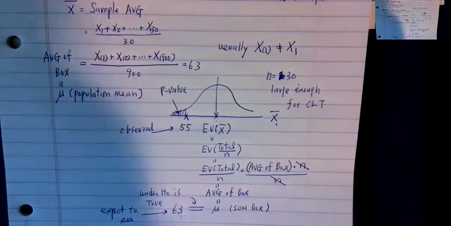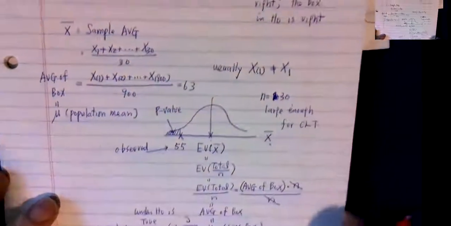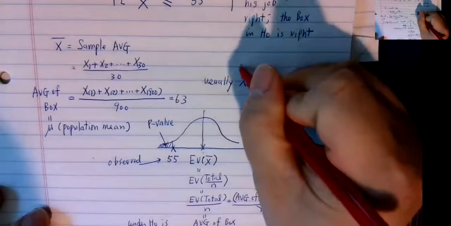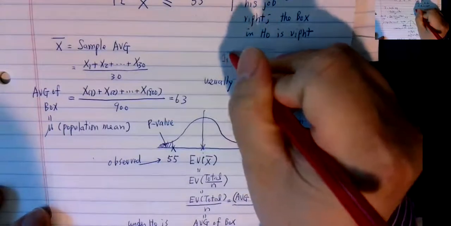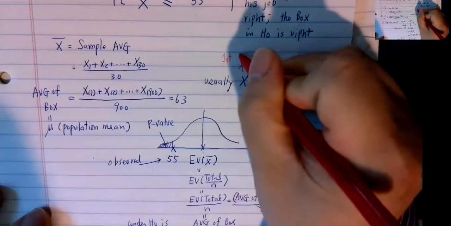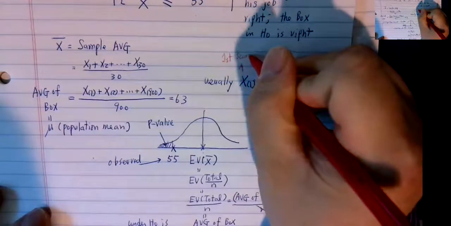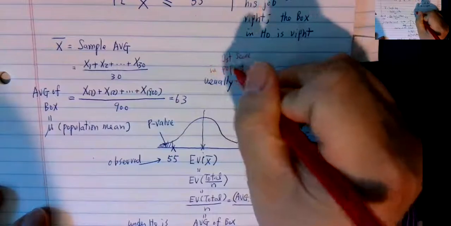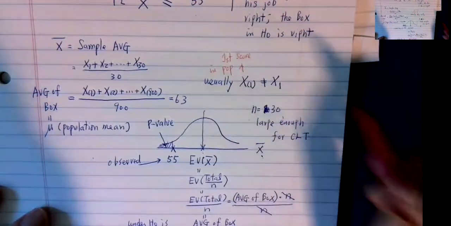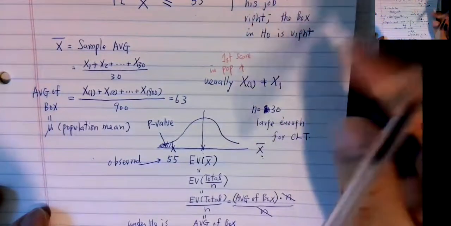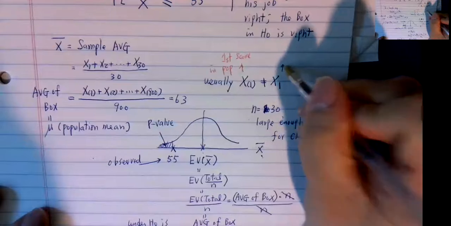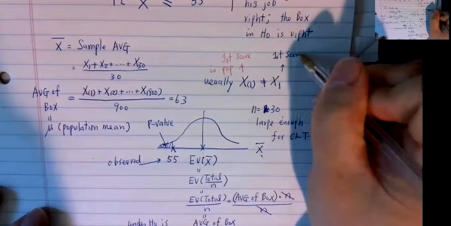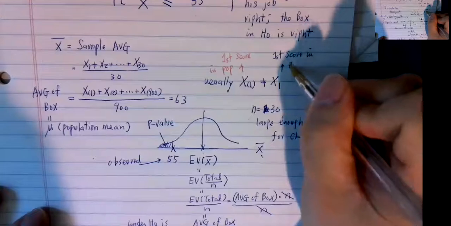Okay, let's proceed. As I just mentioned, this X bracket 1 is the first student's score in the population. The population is a 900-student class. And this one is the first score in the sample.